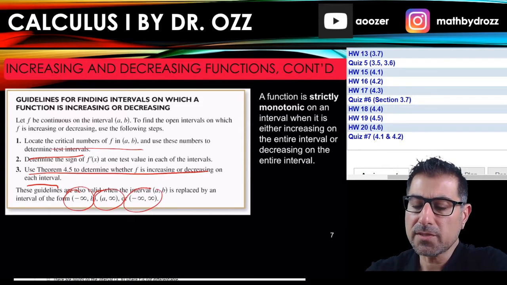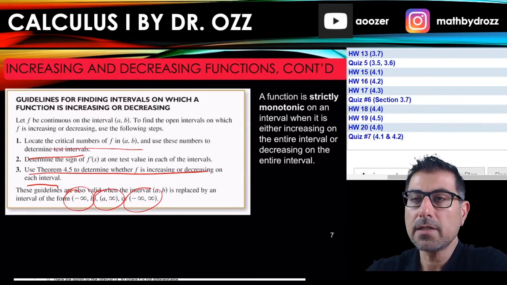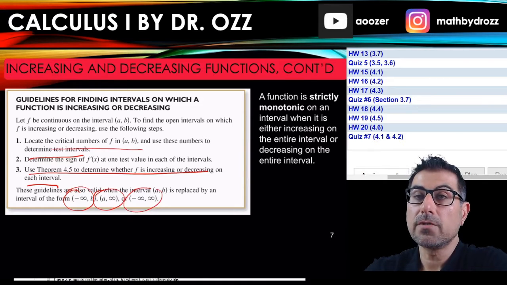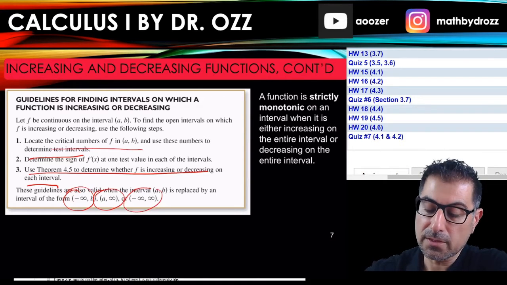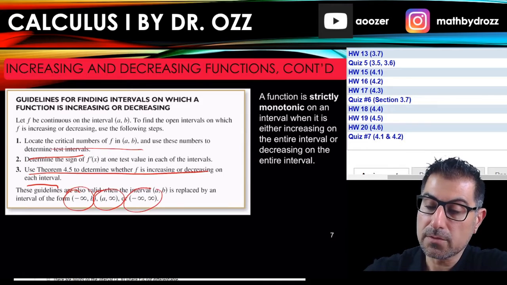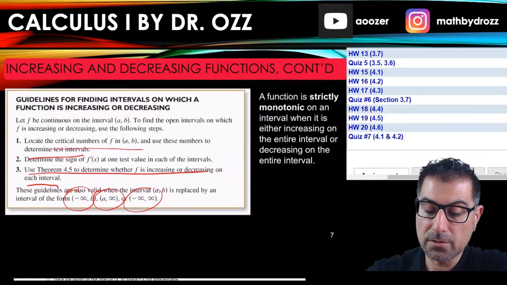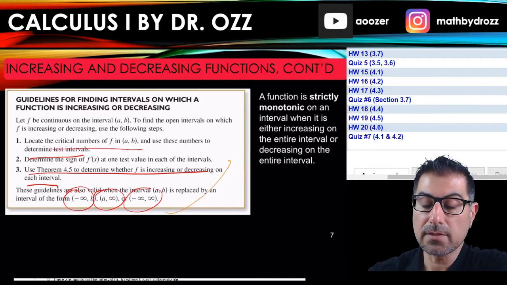We also had a definition saying a function is strictly monotonic, it's increasing or decreasing, on an interval when it's either increasing or decreasing on the entire interval. So if you see a function like this, let me just get a good color here. If you see a function like this, that's increasing, right?